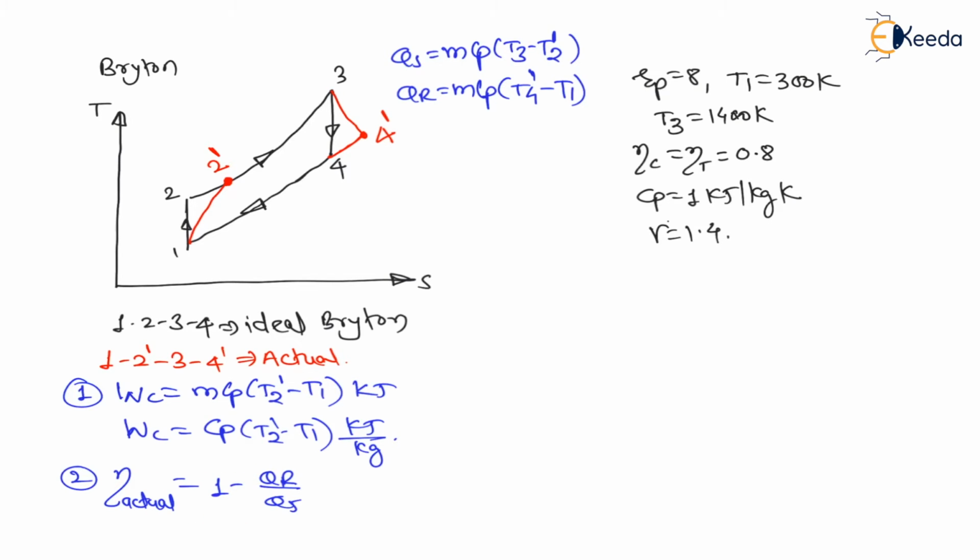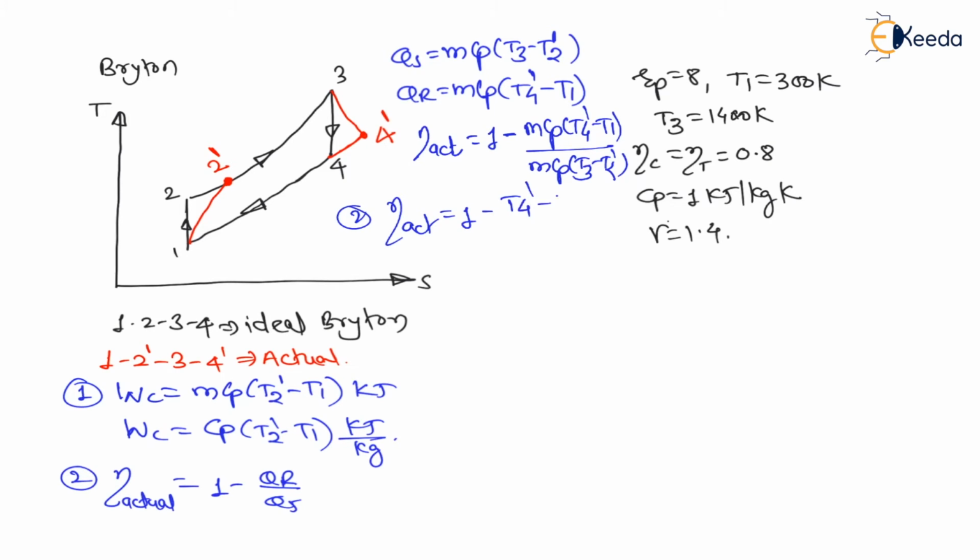Therefore we will get efficiency actual is equal to 1 minus heat rejected, mcp (T4 dash minus T1), divided by heat supply, mcp (T3 minus T2 dash). Therefore, efficiency actual, this is the second point, is equal to 1 minus (T4 dash minus T1) divided by (T3 minus T2 dash), since mcp will get cancelled. That we have already seen in theory lectures. Right, these calculations we have to do.